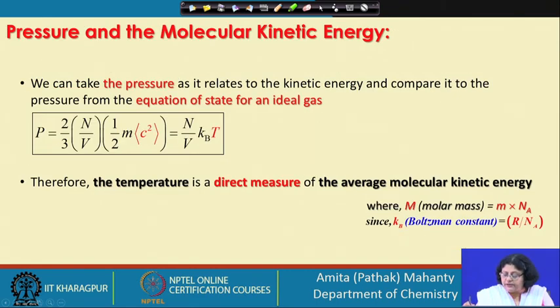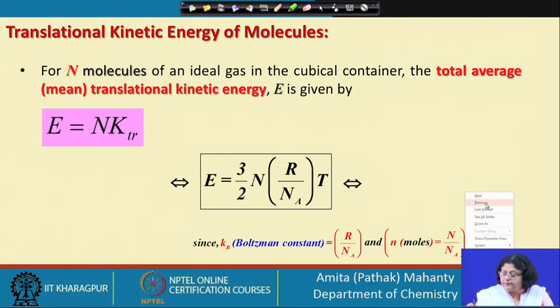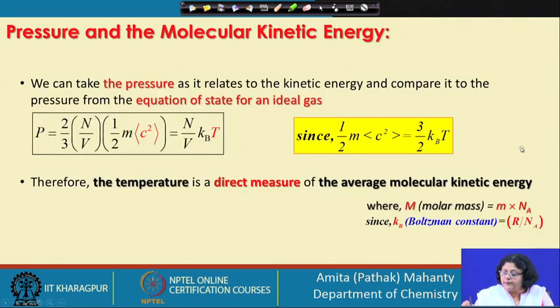So, what we have just now got is the expression of half m v square, or m c square, equal to 3 by 2 kT, where k is the Boltzmann constant and T is the temperature in the absolute temperature scale, in Kelvin. So, what we have got from here?